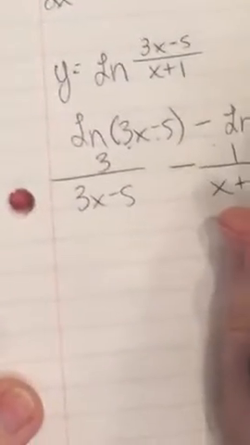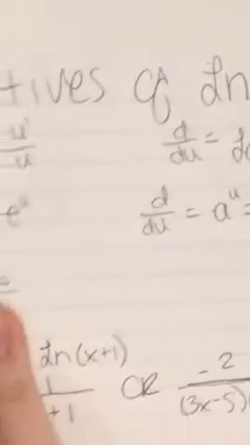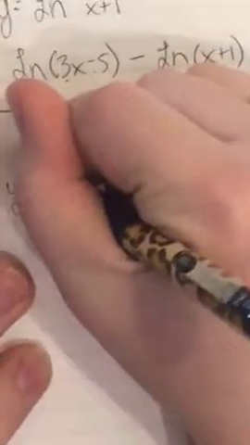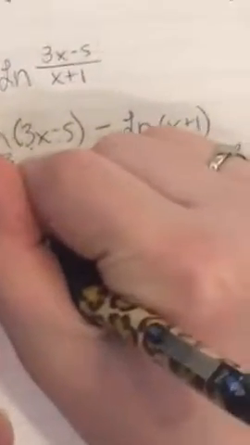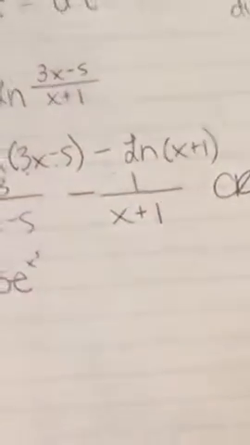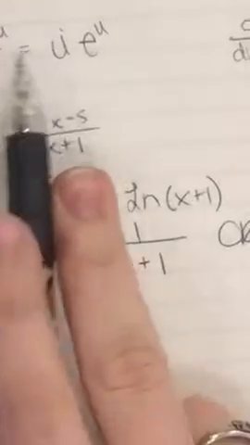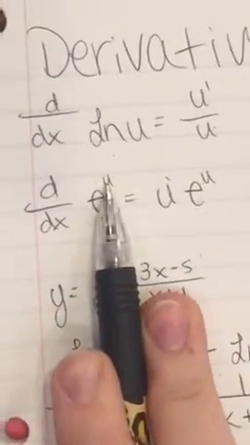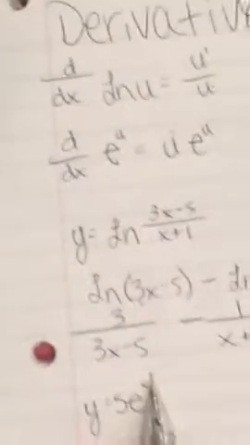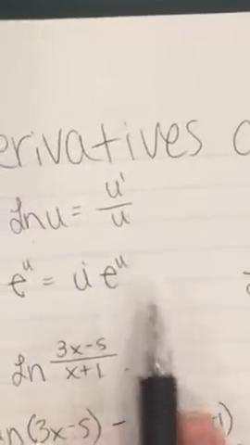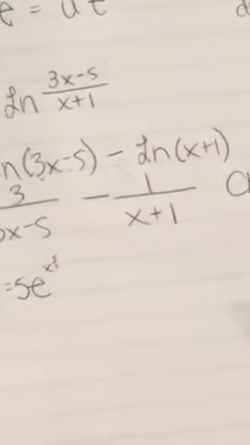Alright, the next problems that we're going to do are e to the u's. Our function is y equals 5e to the x to the 5th. So, our rule for taking the derivative of an e to the u function: we take the derivative of u, which is the exponent, times e to the u, so just simply times itself.